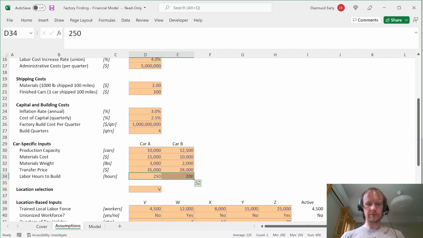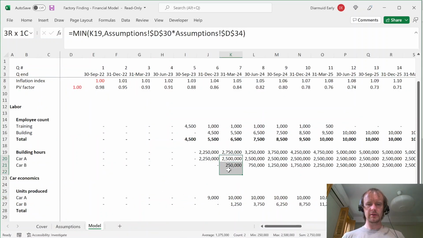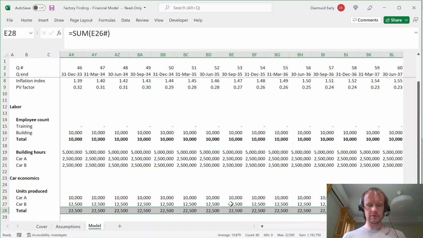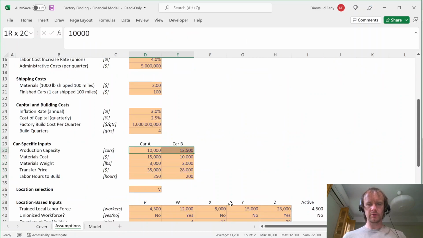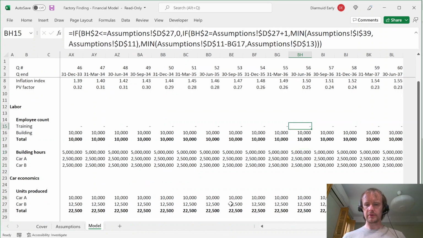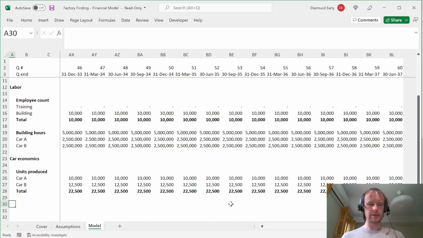And now it's basically just taking that 250, 200, flipping it to be vertical with the 250 above the 200, and then dividing these by that. Okay, and then total cars produced. Copy that across. So at full capacity, we'll build 22,500 cars, 10,000 of A, 12,500 of B, which makes sense. And for a total of 5 million hours, 10,000 people working 500 hours a quarter. So that all makes sense.